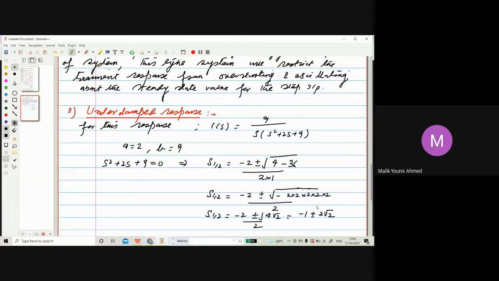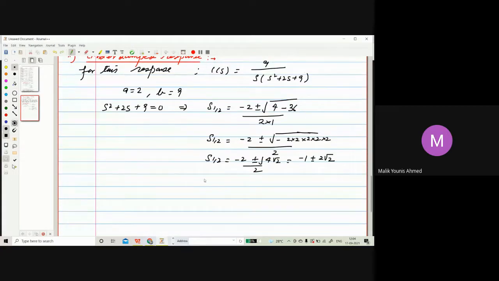So 2 under root 2, we can also write as root 8, whatever you want to write, it doesn't matter at all. I'm writing 2 under root 2. If I want to simplify it, I can write minus 1 plus or minus root of 8. One and the same thing. So now what we have here are complex conjugate roots. It's very clear now. We have a step input, so one pole will come from the origin, and that will produce a constant forced response.